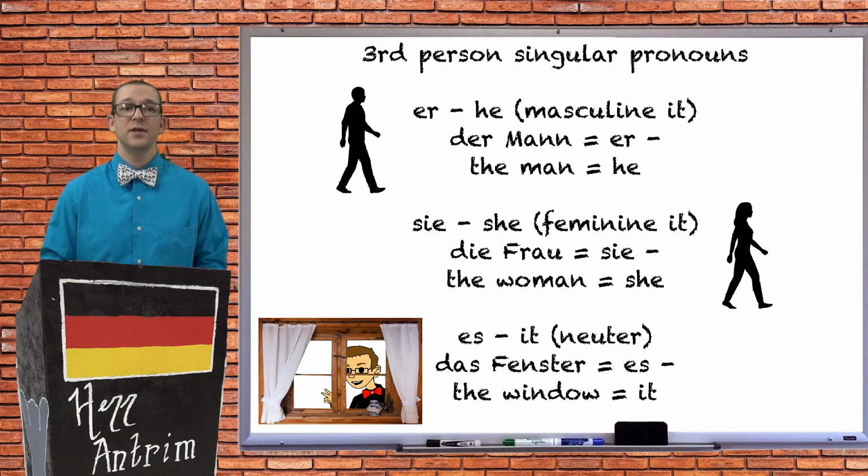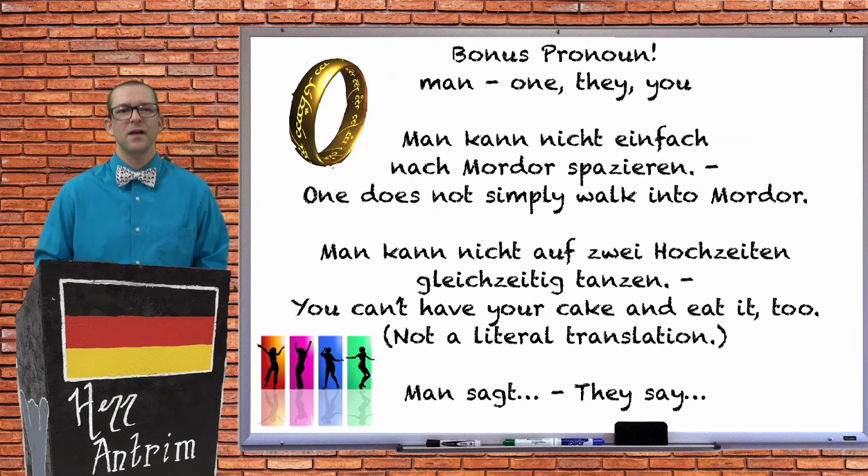For now, stick to knowing that if the noun you are replacing uses the article der, use er as the pronoun. For nouns using the article die, use sie, and for nouns using the article das, use es. There is also the pronoun man, which usually isn't included on lists and charts like this one, but it is incredibly helpful to know. This pronoun can be translated in several ways in English. It can mean they, one, or the ambiguous you.